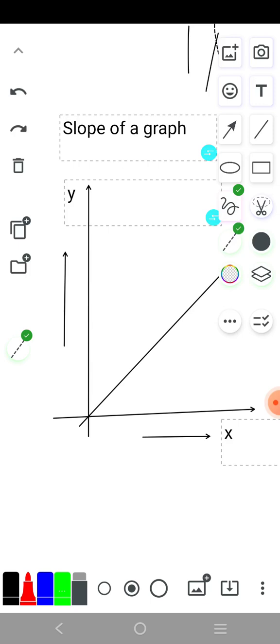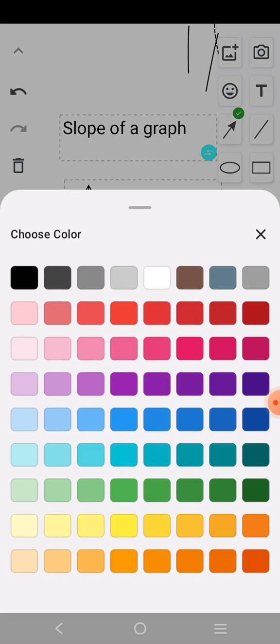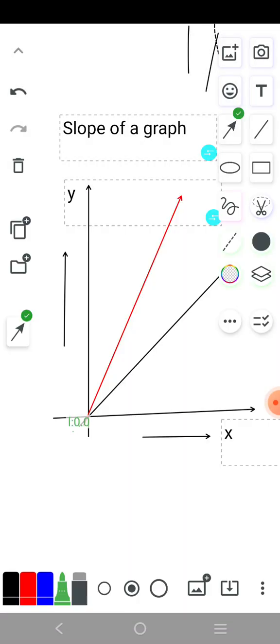First of all, whenever we discuss slope, suppose here I am drawing many graphs. One I have already drawn with black, another I am drawing with red, another with green, and another with blue. Let me draw it properly.